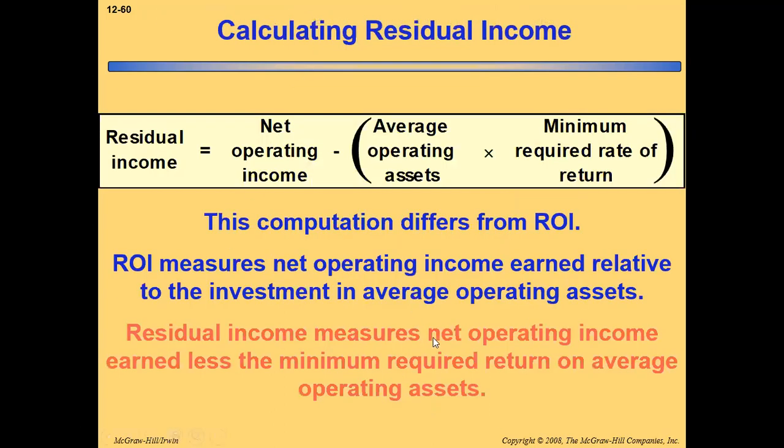Okay, so this concept we call residual income. So let's see, here is the formula. See, residual income equals net operating income minus average operating assets multiplied by the minimum required rate of return. So minimum required rate of return means what? So for example, you purchase an operating asset for 1 lakh taka. Now for that 1 lakh taka, you need to pay an interest rate.